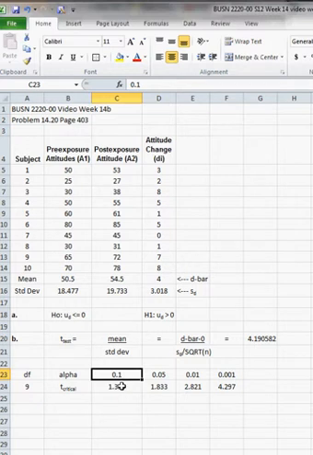Incidentally, you notice I had to double alpha because the function gives us a, I'm sorry, it gives us a two-sided value, so we have to double it to get a one-sided one.